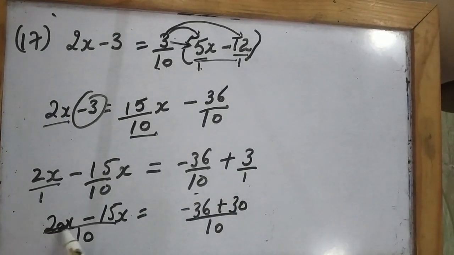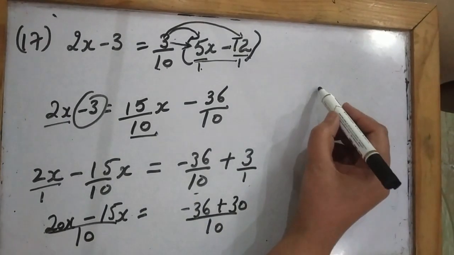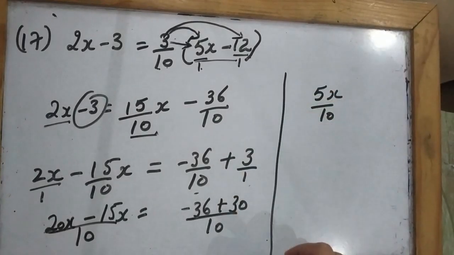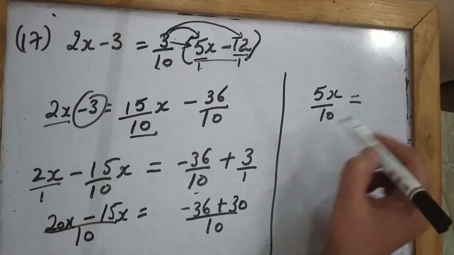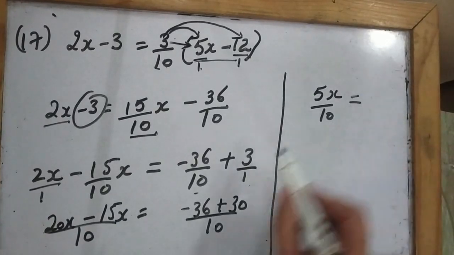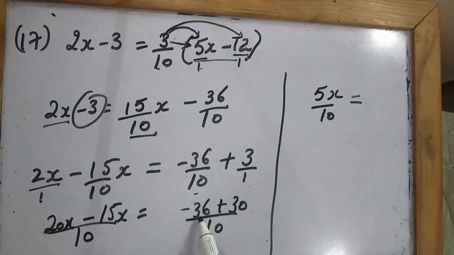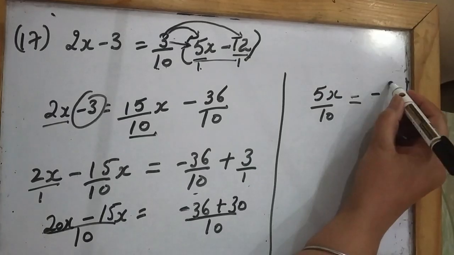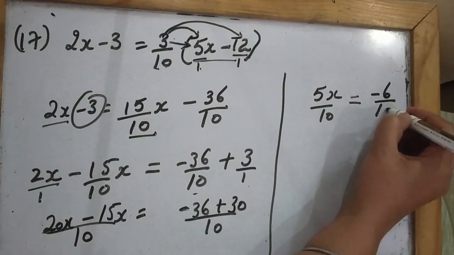Now you saw 20x minus 15x will be 5x upon 10, and the other side you have minus 36 plus 30. So both are unlike integers. This is my negative and this is positive, so I have to subtract. Minus 36 plus 30 will be minus 6 upon 10.